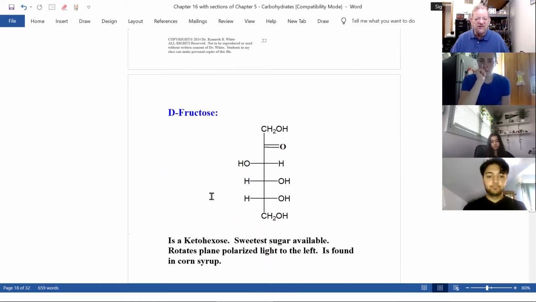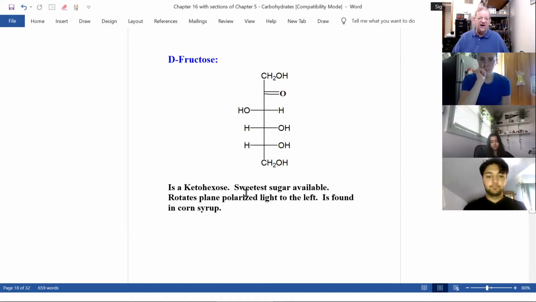Now, another sugar I just like to talk about, I won't have this on the test, is D-fructose. How many of you have heard of high fructose corn syrup? All you gotta do is look at a bottle of ketchup or a lot of other things. And this is a ketohexose, ketone, 6 carbons. This turns out to be the sweetest sugar in nature. It's much sweeter than sucrose.